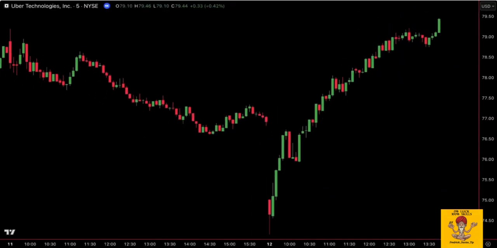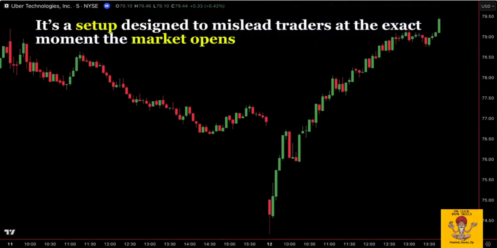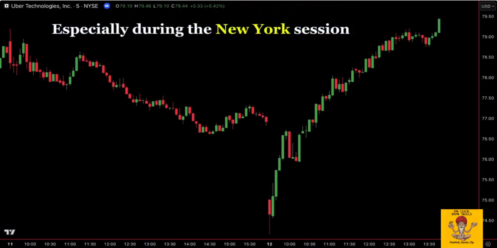Let's break down one of the most aggressive forms of candlestick manipulation, the gap trap pattern. It's a setup designed to mislead traders at the exact moment the market opens, especially during the New York session.